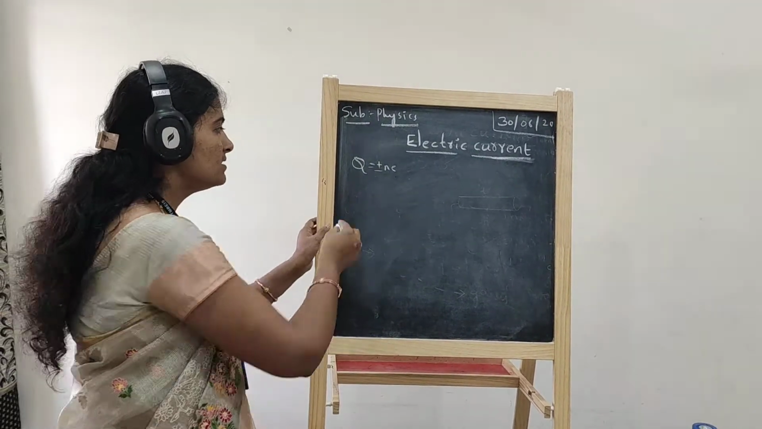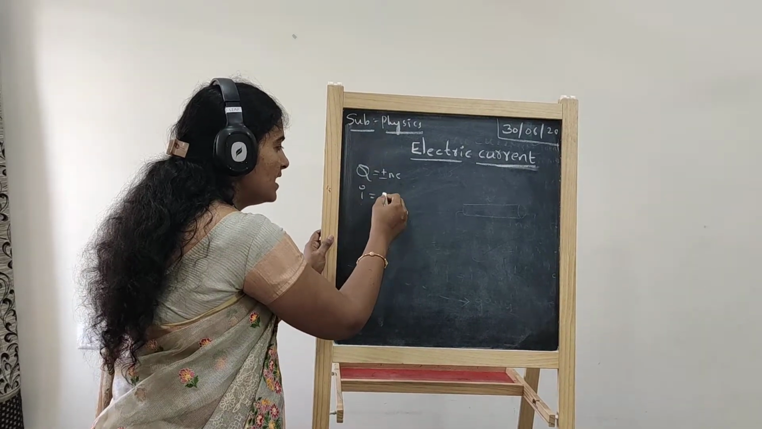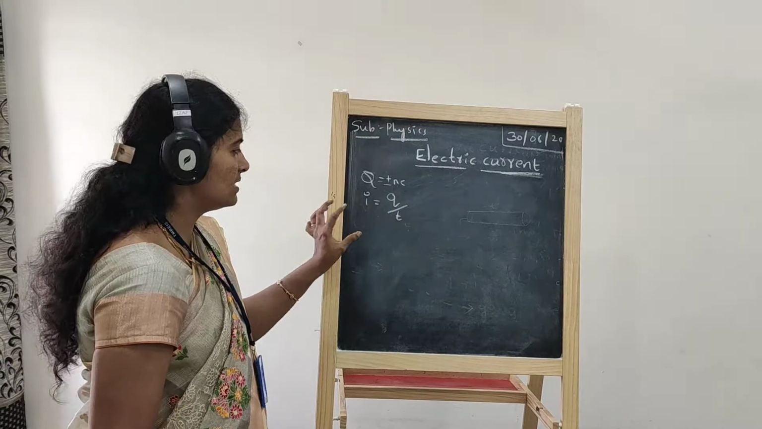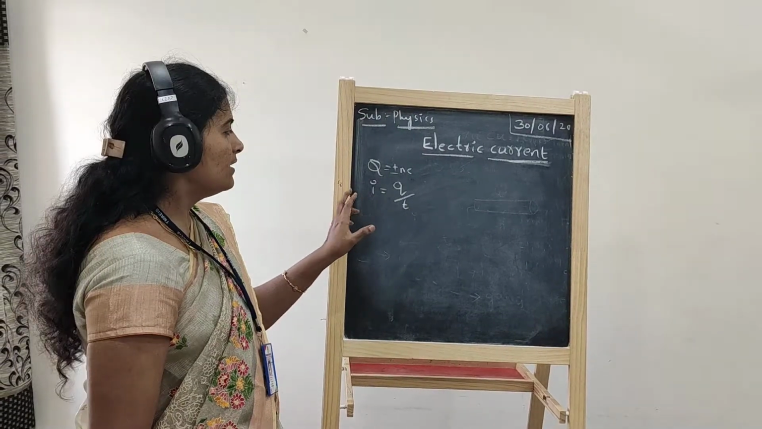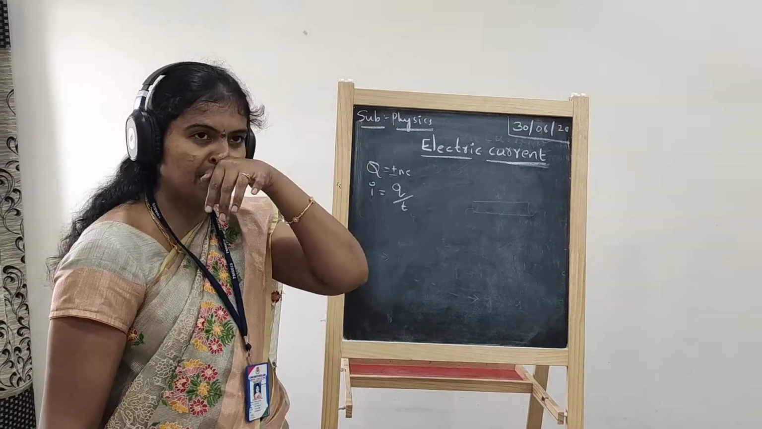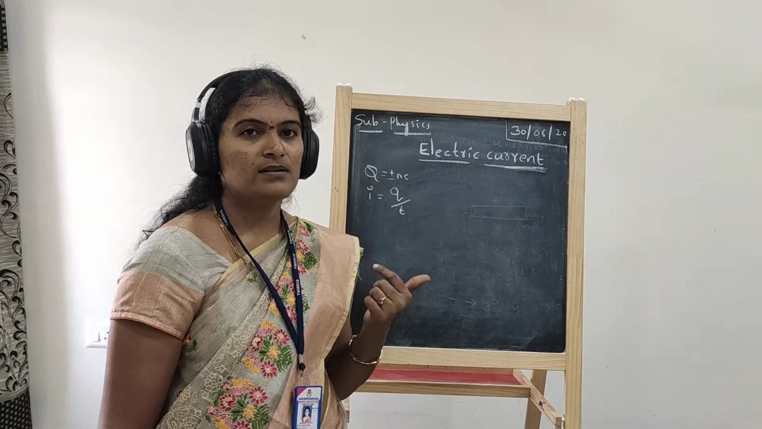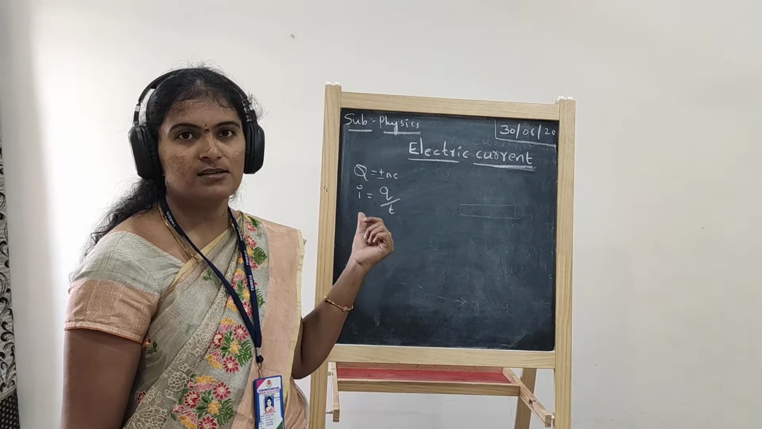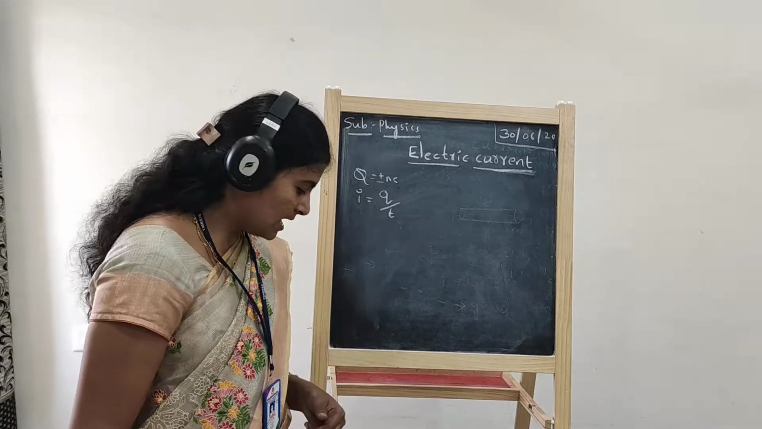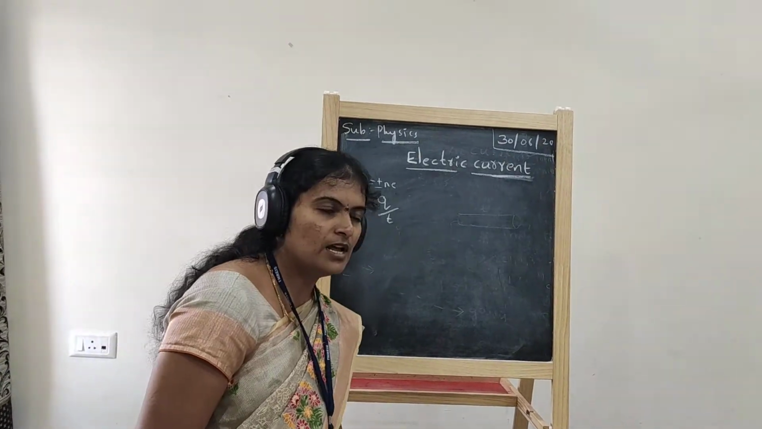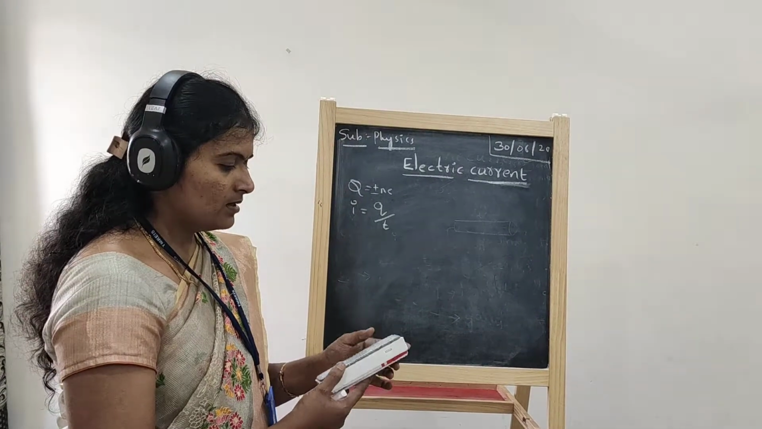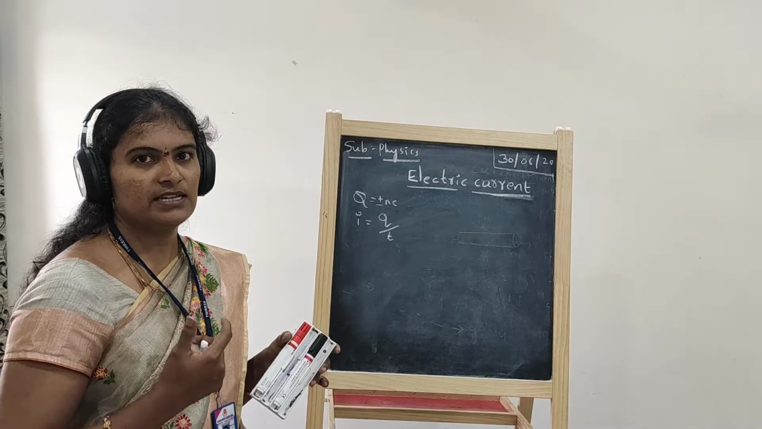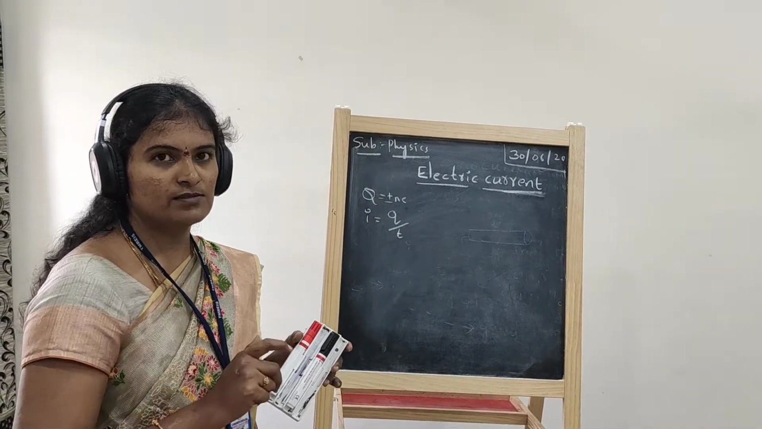How can we write it? Current is denoted by I. I equals Q by T, where Q stands for charge and T stands for time. The unit of current is ampere or coulomb per second. We discussed that already in the previous module. In this session, I would like to discuss with you how the electrons will move in a conductor.